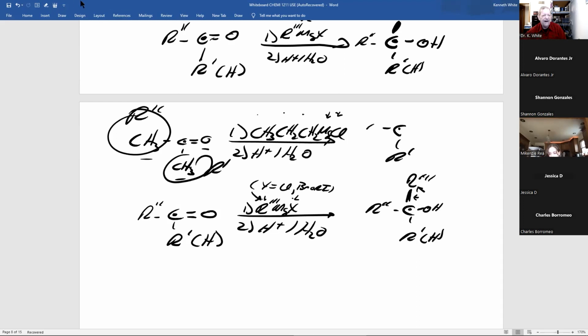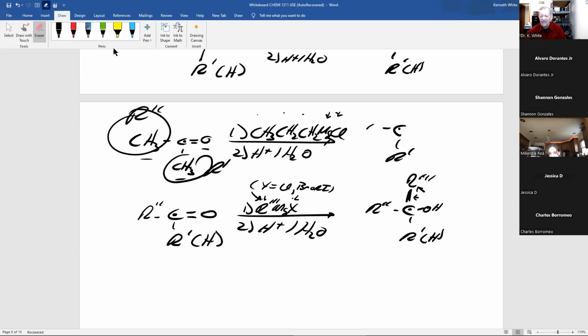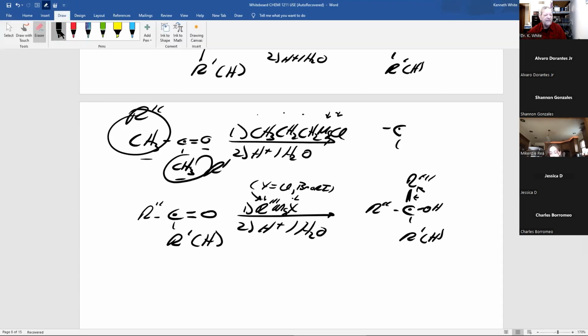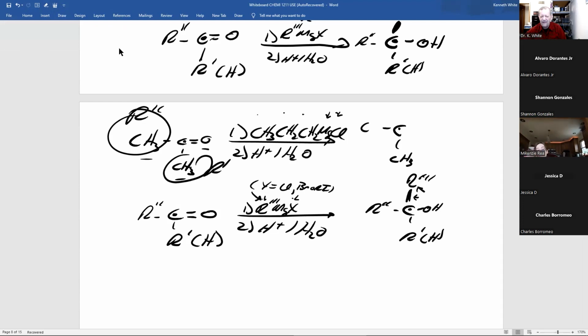I think I have R prime on the brain today. R prime methyl or R double prime methyl. I'll have an alcohol, OH. And what's my R triple prime? Propyl. The carbon with the Grignard is the carbon bonded to this carbon.